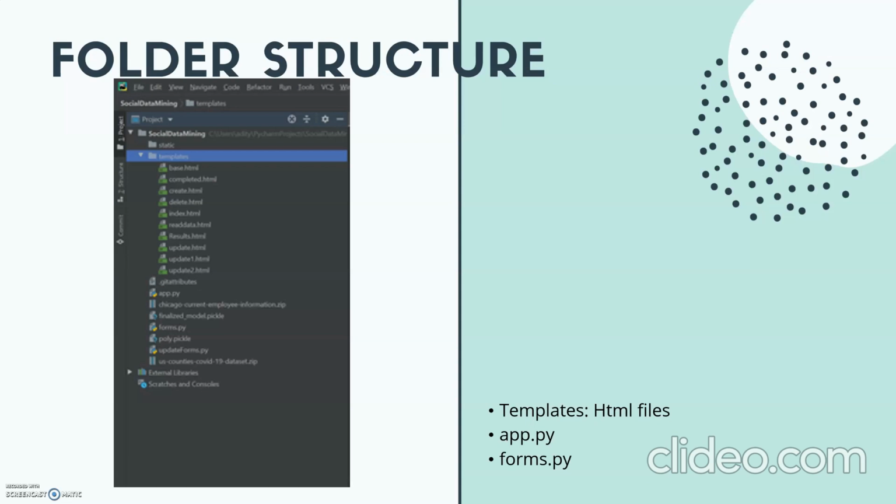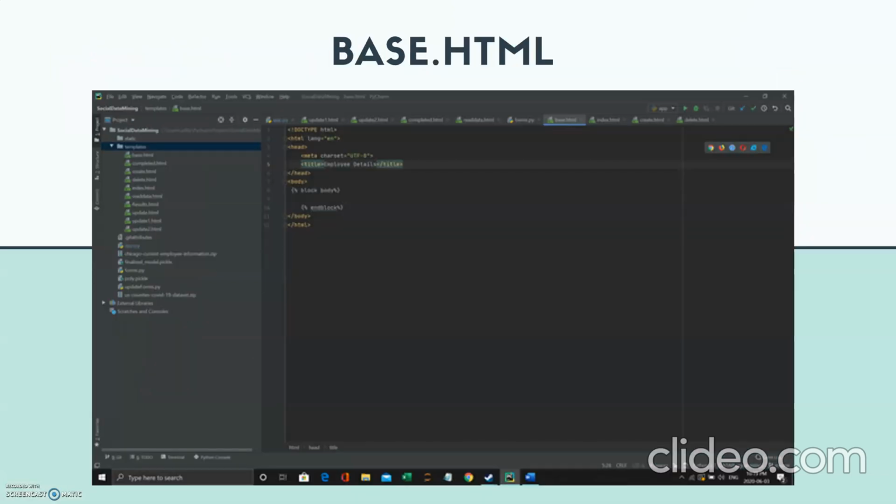Talking about our backend code, this is the folder structure of our project. So we have this templates folder that holds all the HTML files. The main file is the apps.py, and next to that is forms.py. So this is base.html, which is the main HTML file of our website, and this can be considered as the parent file, where all the other HTML files will be extending this file.